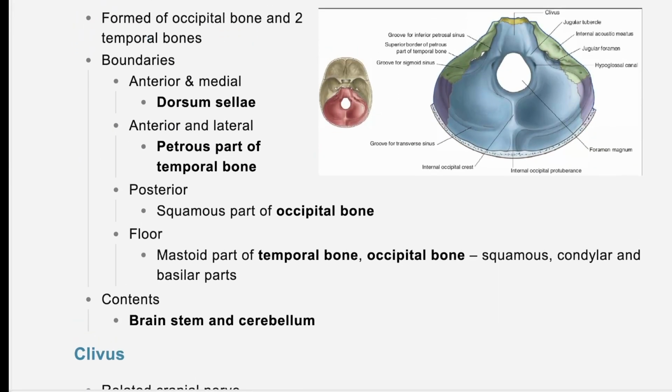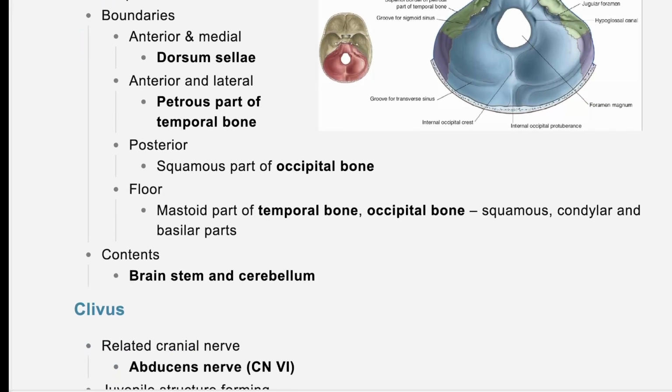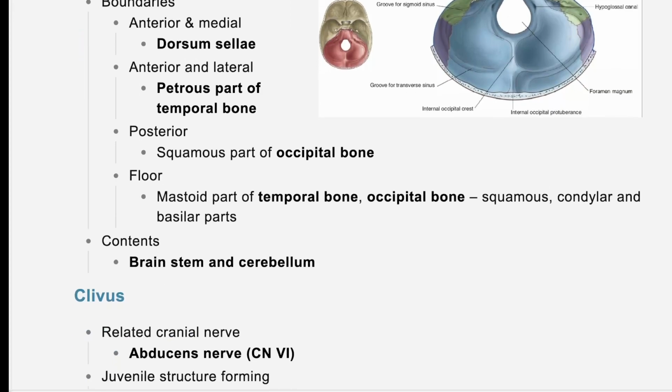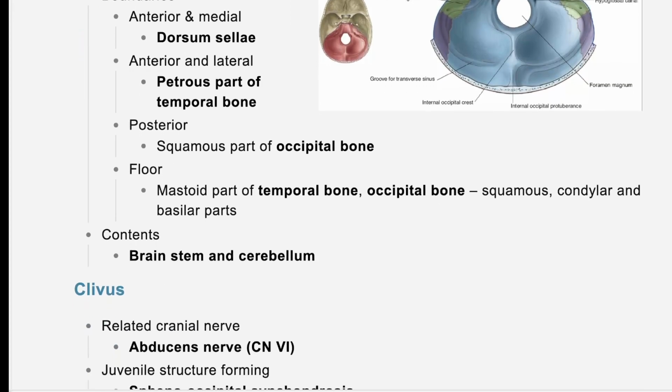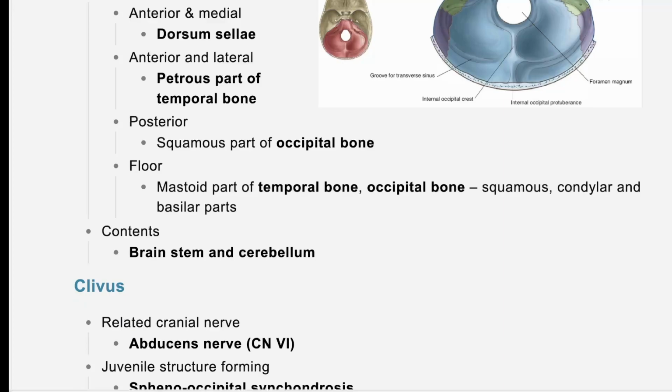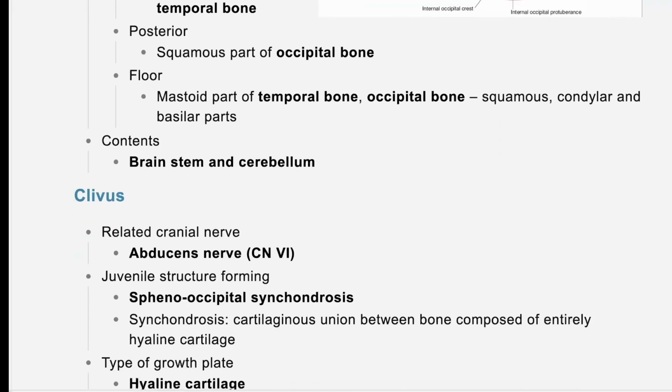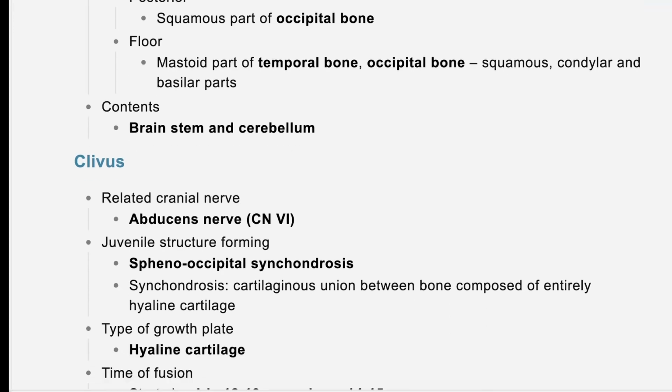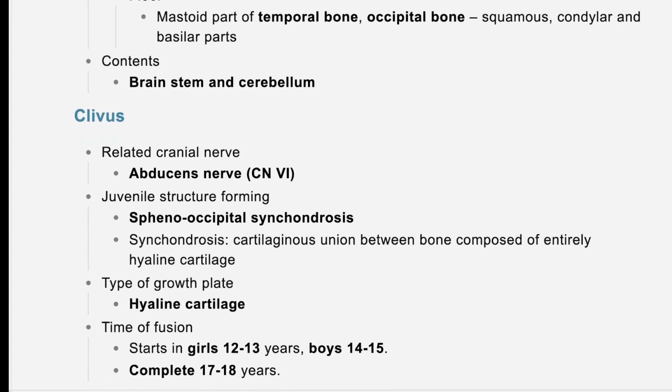Well, the clivus is related to the abducent nerve, and it's a juvenile structure. Forming it is called the spheno-occipital synchondrosis. Synchondrosis is a hyaline cartilage. Time of fusion 12, 13, 14, 15, and 17, 18. So 12, 13, that starts in girls. 14, 15 starts in boys. And 17, 18 will complete the fusion.